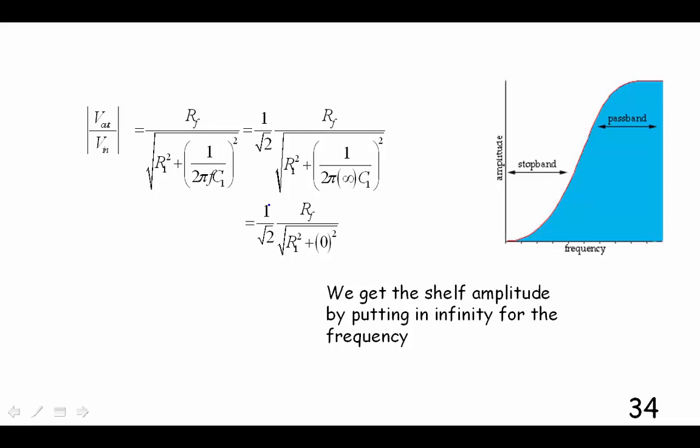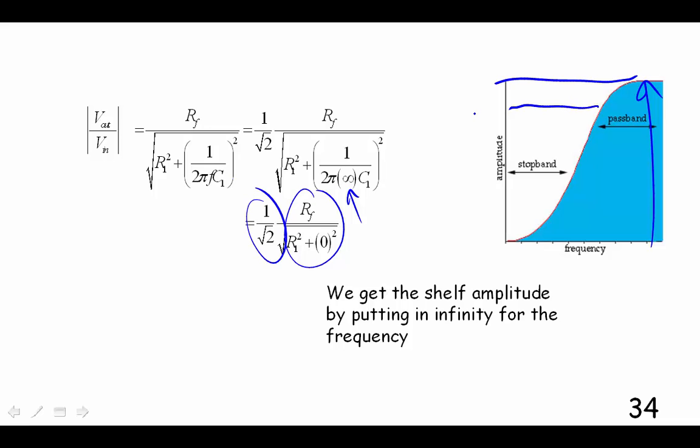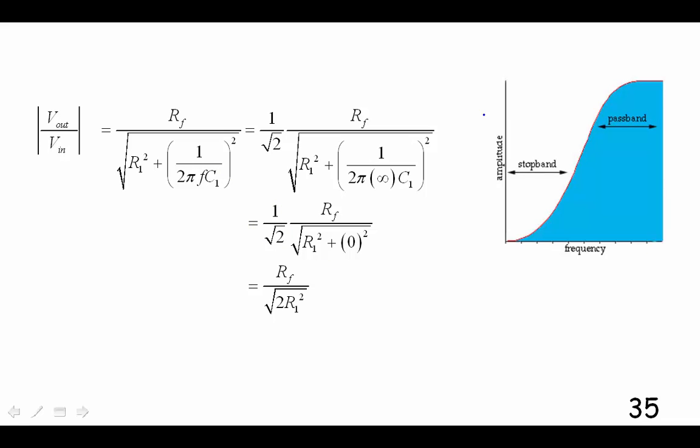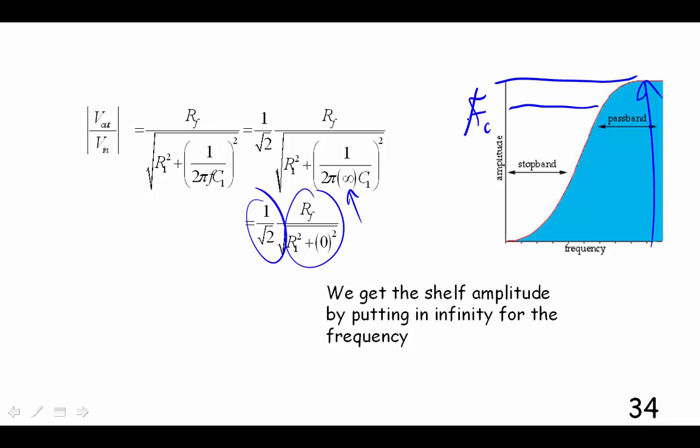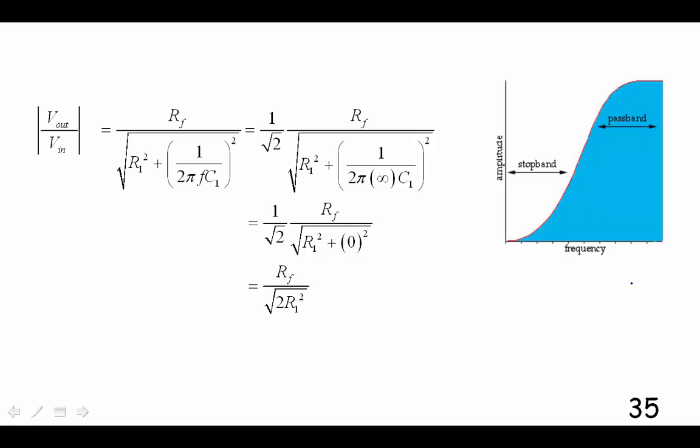Well, we put in an infinite frequency for the frequency in this term right here, and we'll get what the amplitude of our shelf is. That's what this is. And then we're going to multiply that by 1 over the square root of 2 to find this point, which is the cutoff frequency. Now, I shouldn't have said that. That's the amplitude at the cutoff frequency. But the cutoff frequency is here. Okay, so there we are. Just carrying that square root of 2 through.